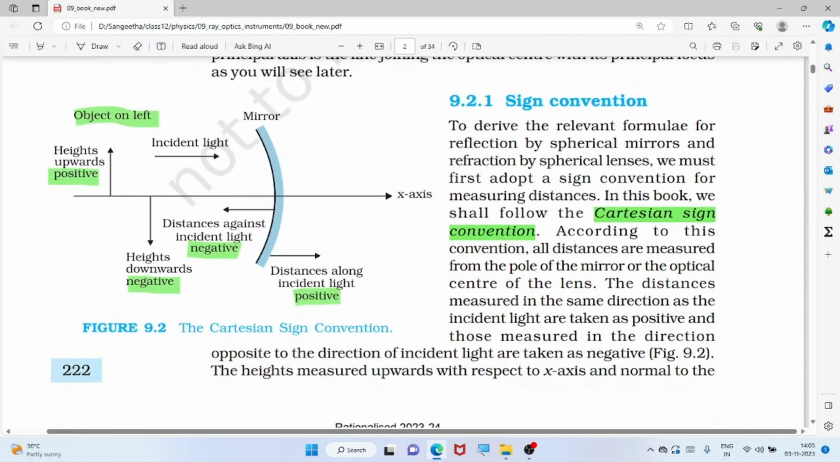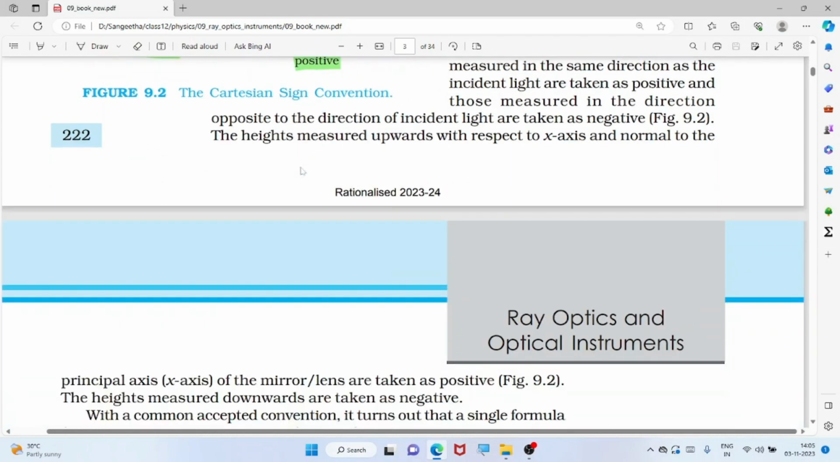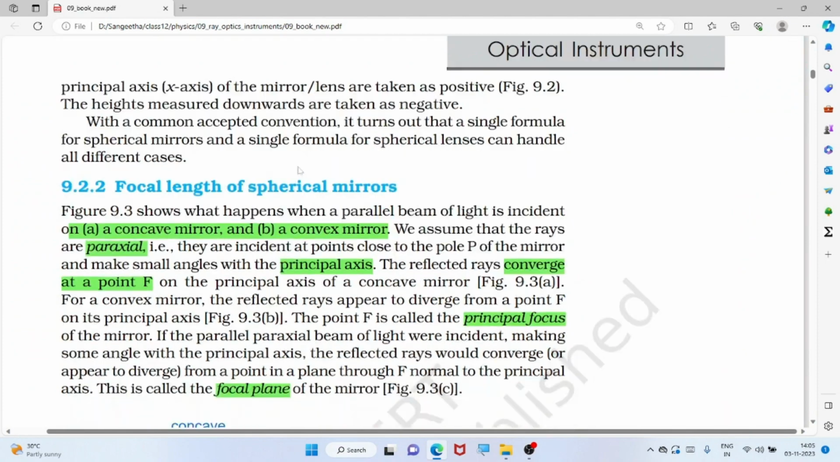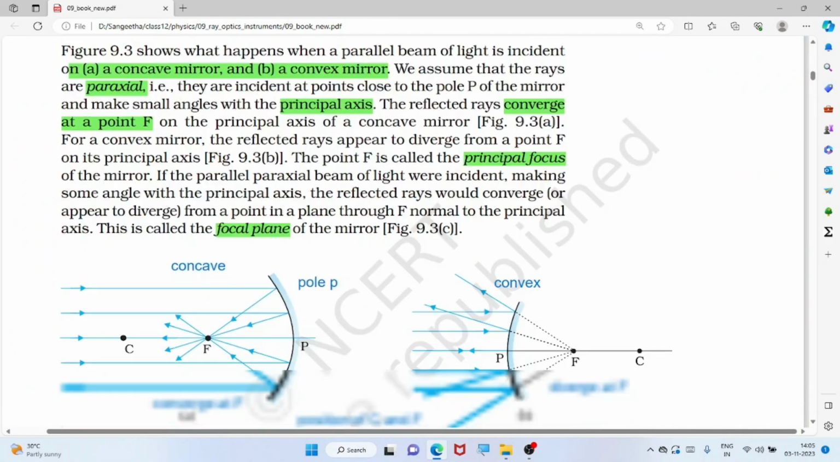These are the sign conventions. Okay, the object is on the left side of the lens. The height above is positive, height below is negative. Distance towards the left is negative, towards the right is positive. These are the Cartesian sign conventions. Focal length.